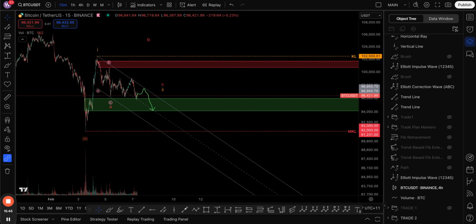But yeah, I ended up getting in at lows down here, and I will add to my position again down there as well, just 0.5%.